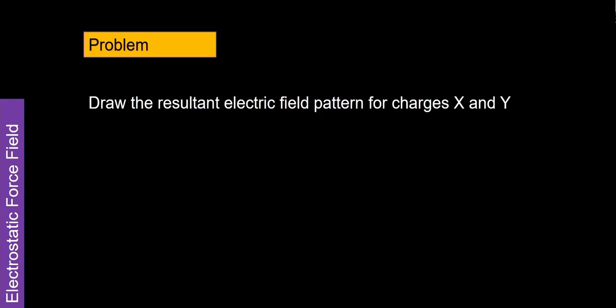Next question. Draw the resultant electric field pattern for the charges X and Y. So we now know that they're identical. They've told us they're identical. That's really, really important. So we know that X is going to be negative, and we know that Y is going to be negative as well because they are identical. So what's going to happen?